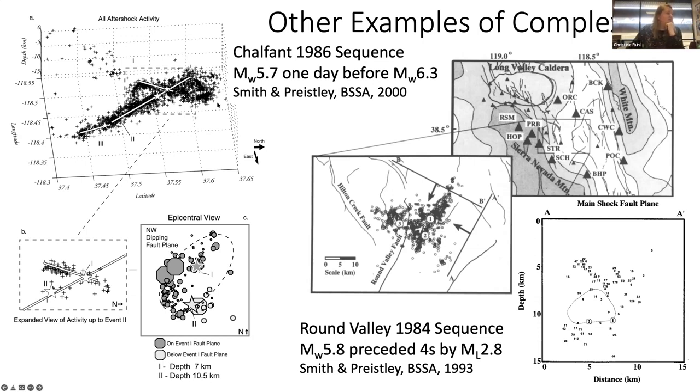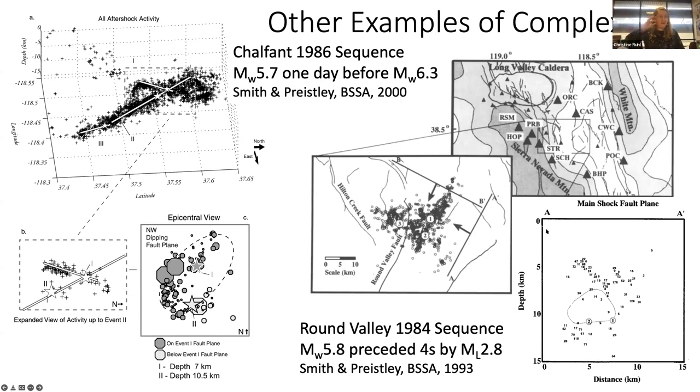On the left is the Chalfant sequence. It had a magnitude 5.7 that occurred one day before a magnitude 6.3. So again, complex spatiotemporal evolution. And this is the inferred rupture or fault plane with the dashed line. You can see most of the seismicity is concentrating around the outside and that it has multiple fault planes and complexity at depth.